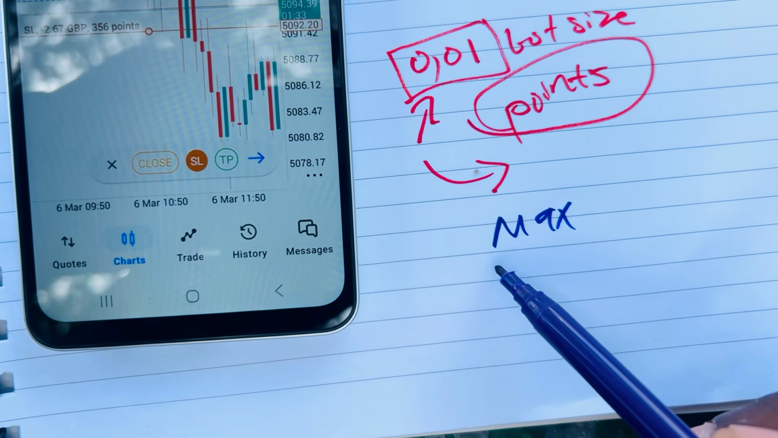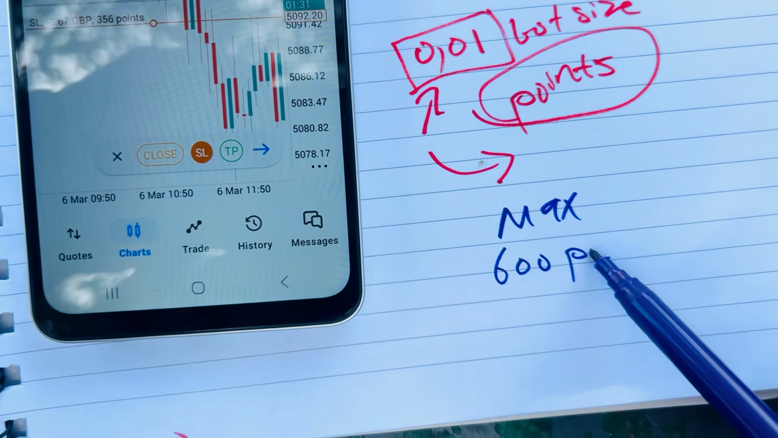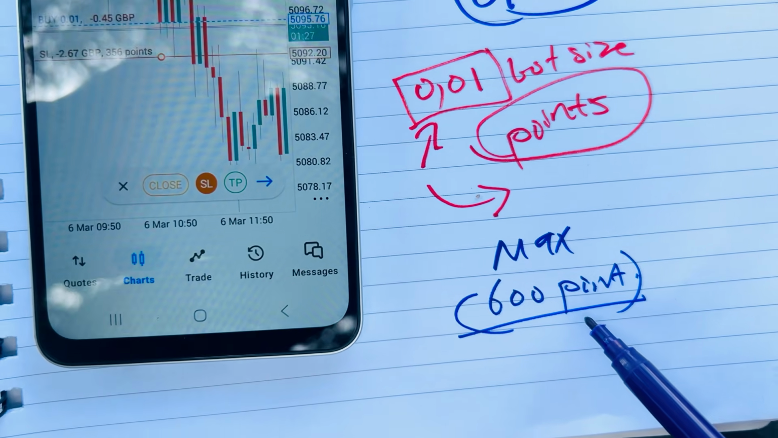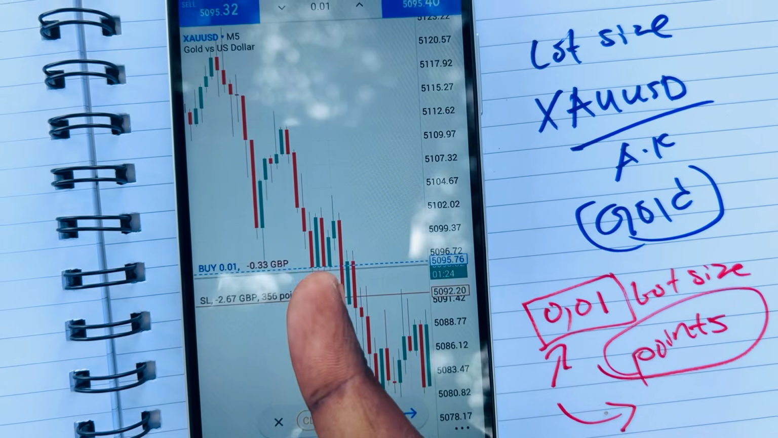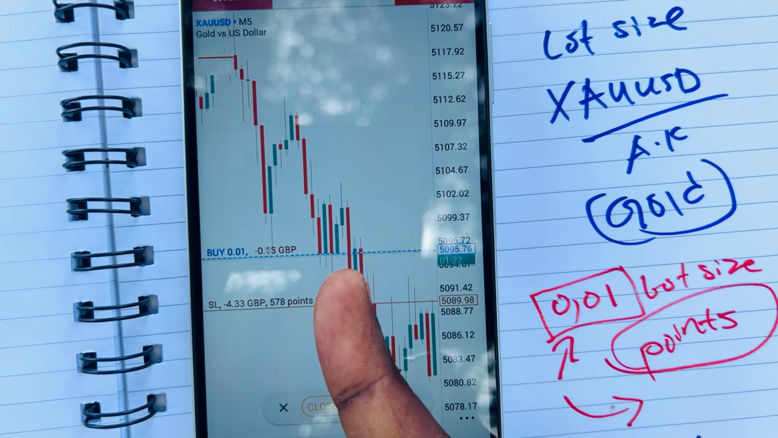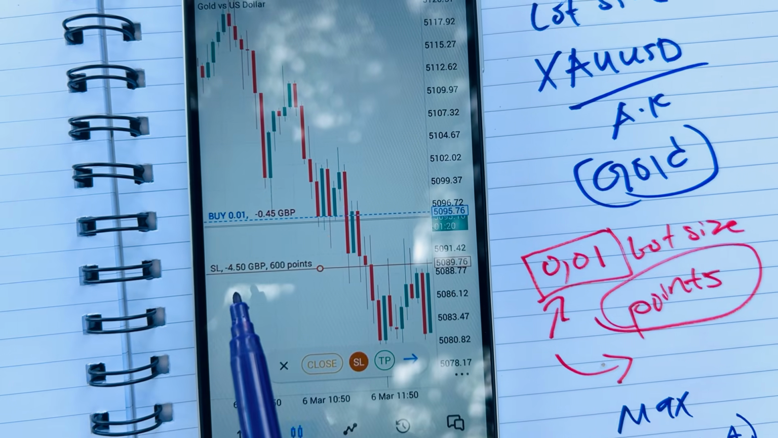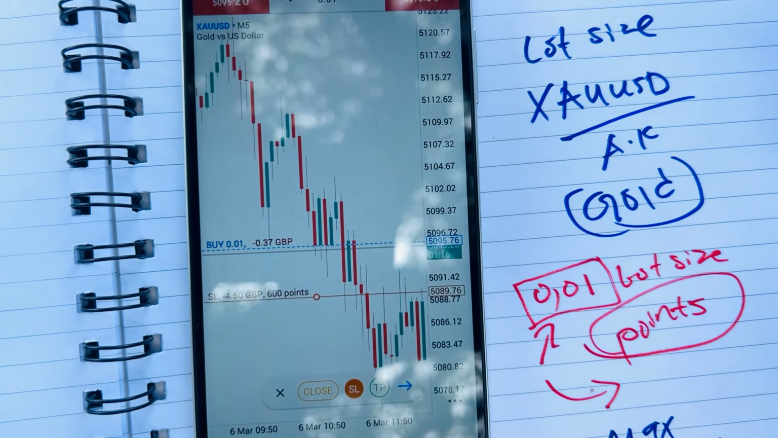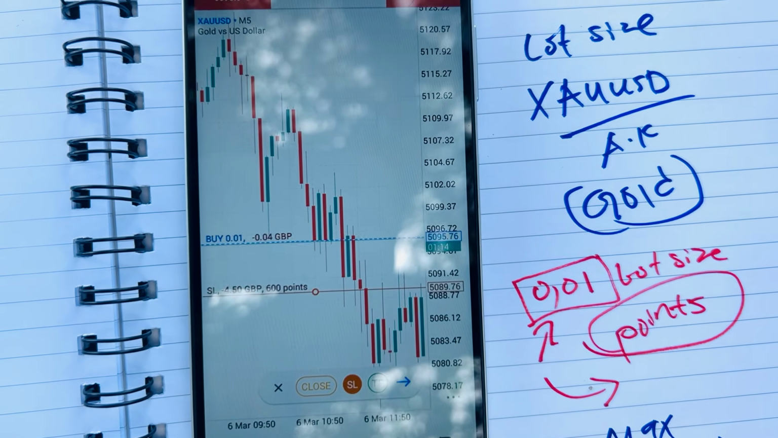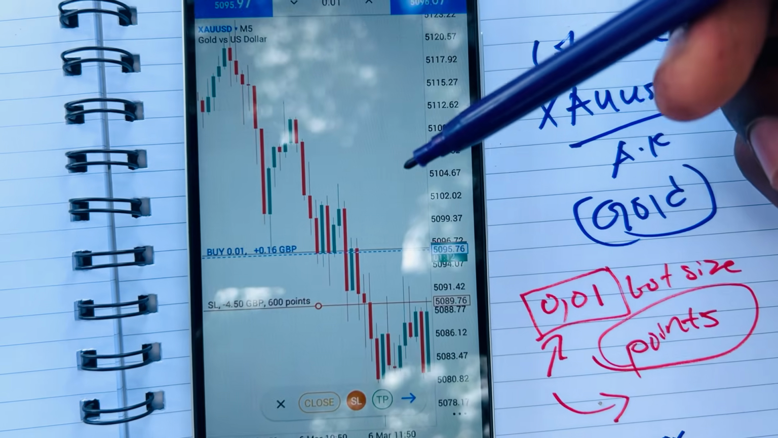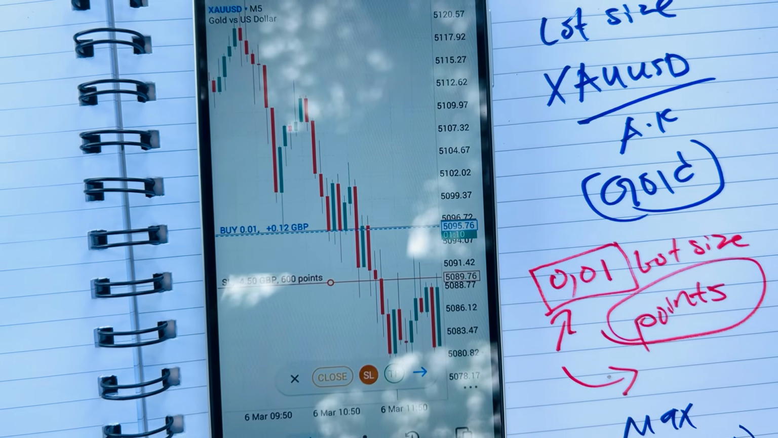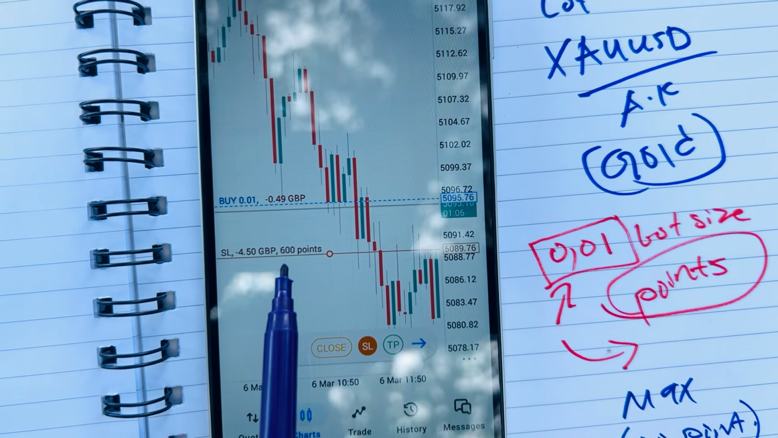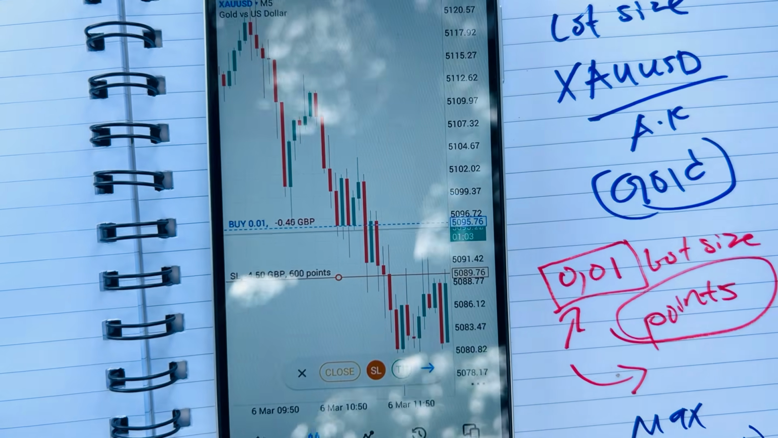The maximum points that you can apply is 600 points if you're trading gold. Do not go above 600 points. If right now you are risking, your risk must not go above 600. 600 points is here, which will give you 4.50 pounds. Or in dollars, it can be around $6 or $5. Because my account is a pound account, that is why I see this. So I don't go above this, based on the strategy that I use.